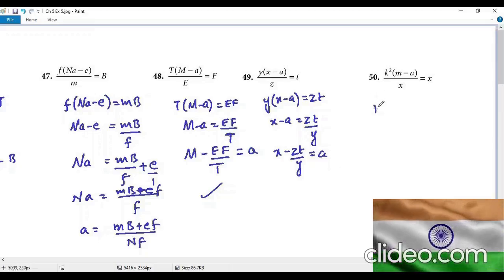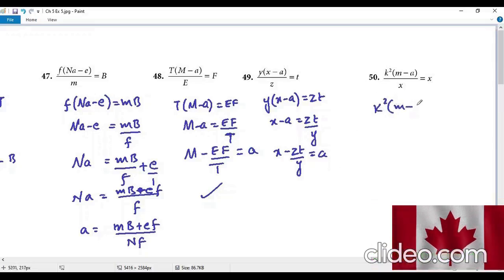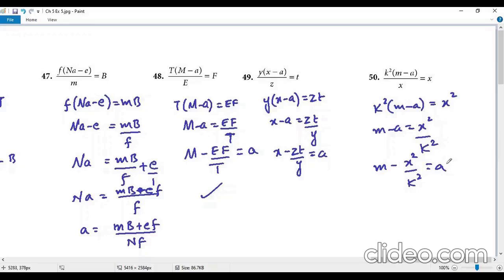This is going to give us k square m minus a equals x square. X times x gives you x square. M minus a equals x square over k square. That means m minus x square over k square equals a. That's going to be the final answer, and you'll get full marks.